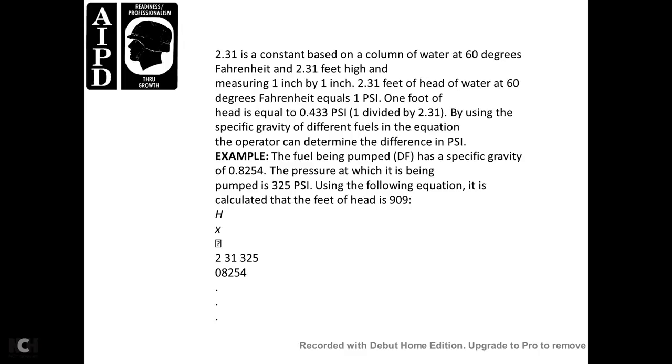Using the specific gravity, the different fuels change the equation, so the operator must remember the difference in pounds per square inch. The fuel being pumped, diesel fuel, has a specific gravity of 0.8254, and the pressure at which it is being pumped is 325 psi. Use the following equation to calculate the feet of head as 909. H equals 2.31 times 325 divided by 0.8254.